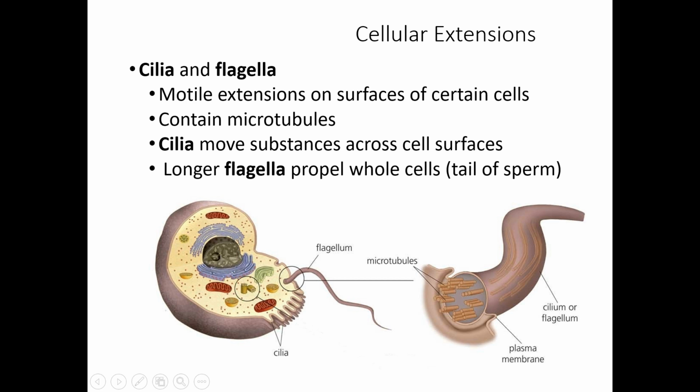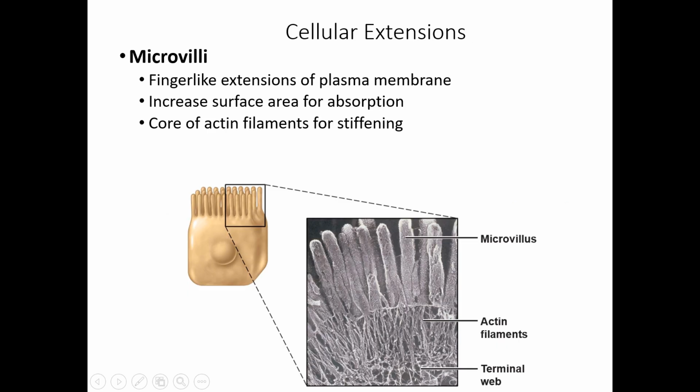What does it mean, move substances? For example, cells inside of our trachea have cilia, and those cilia move mucus through our trachea. Only one cell of the human body, sperm cell, has flagella, like a long tail of the sperm cell that helps to propel the whole cell.